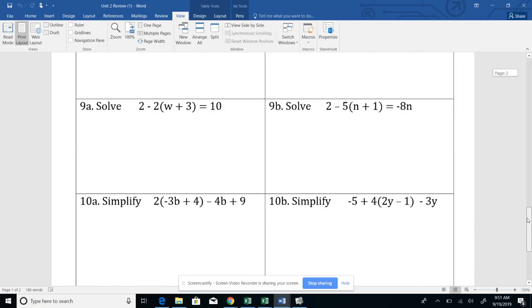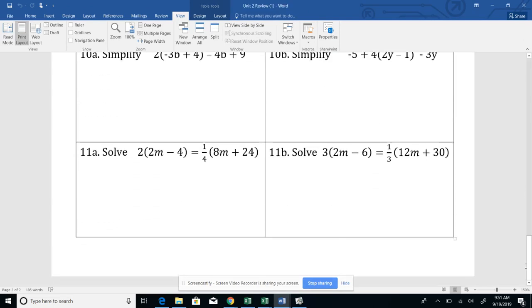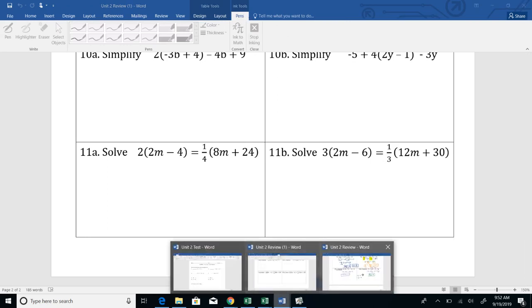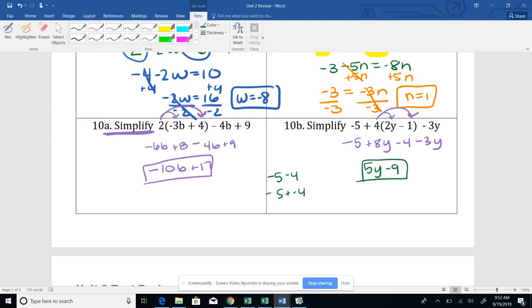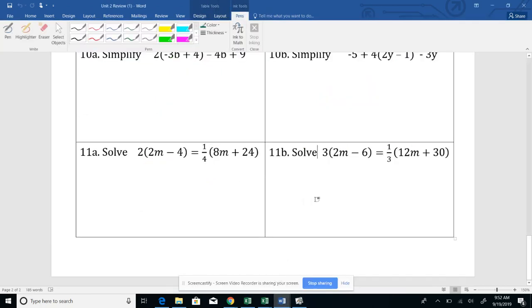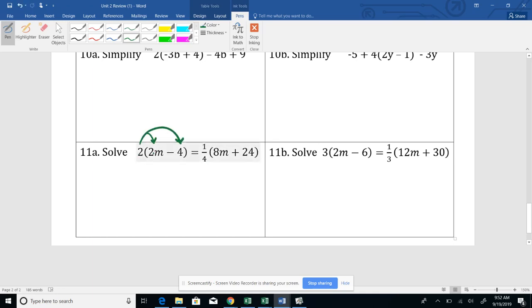Okay, and last problem. Why isn't it letting me write on this one? There we go. Okay, last problem, 11. We have our distributive property, but with a fraction. No big deal. It's going to be fine. So 2 times 2m is 4m. 2 times negative 4 is negative 8.